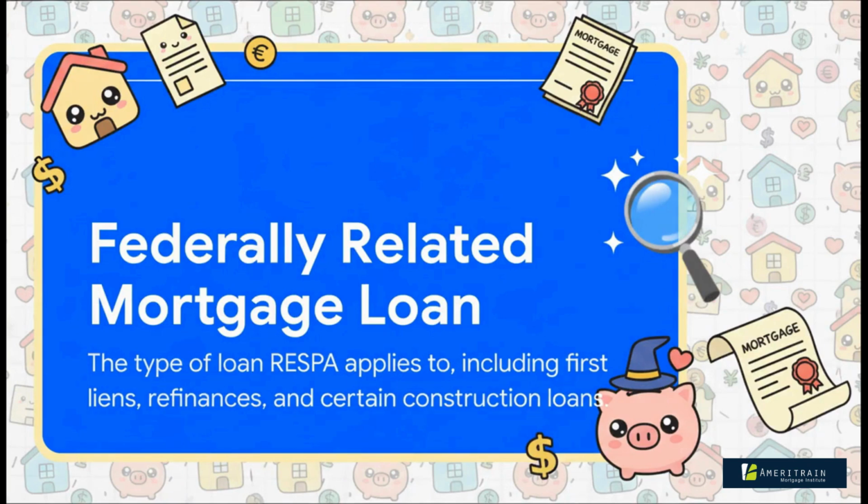Now, this is a super important point for your exam, so listen up. RESPA doesn't cover every single loan out there. Nope. It only applies to what they call federally related mortgage loans. So what does that mean? Well, think about your standard residential loans. First liens, refinances, those are the ones that fall under RESPA's rules.